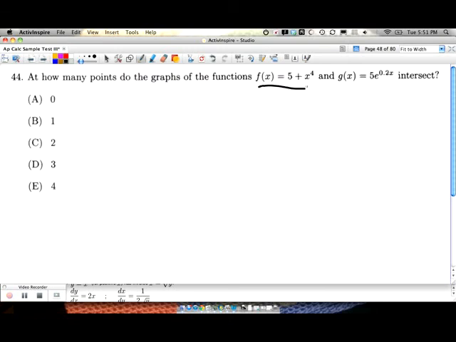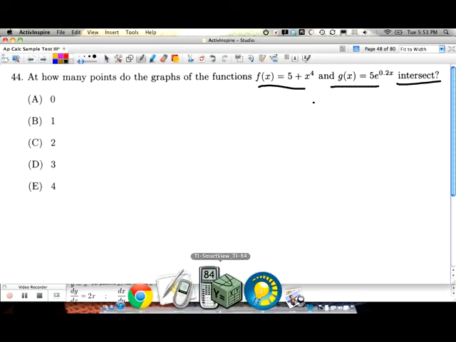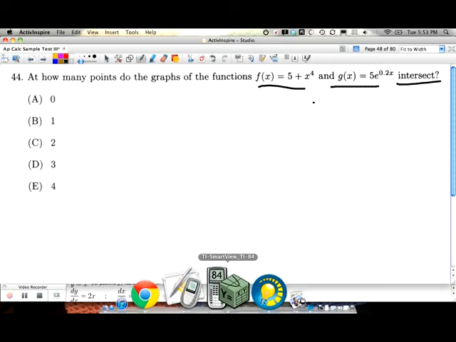At how many points do the graphs blah and blah intersect? Wow. Well, let's graph them. We got 5 plus x to the 4th. I'm going to guess it's just 0, 1, or 2. I don't think it's going to be more than that. 5 plus x to the 4th, it might even be 0.